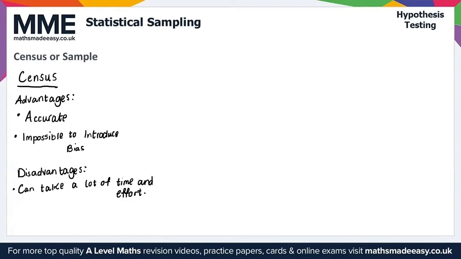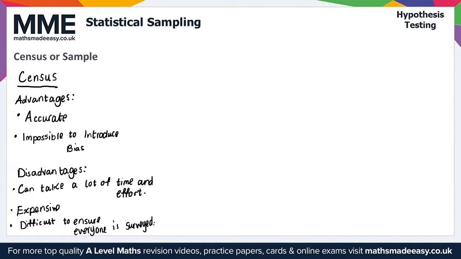Another disadvantage is that it could be quite expensive to perform. Another disadvantage for a census is that it could be difficult to ensure everyone is surveyed. Any missed members then risk introducing bias. So it can be difficult to ensure everyone is surveyed.